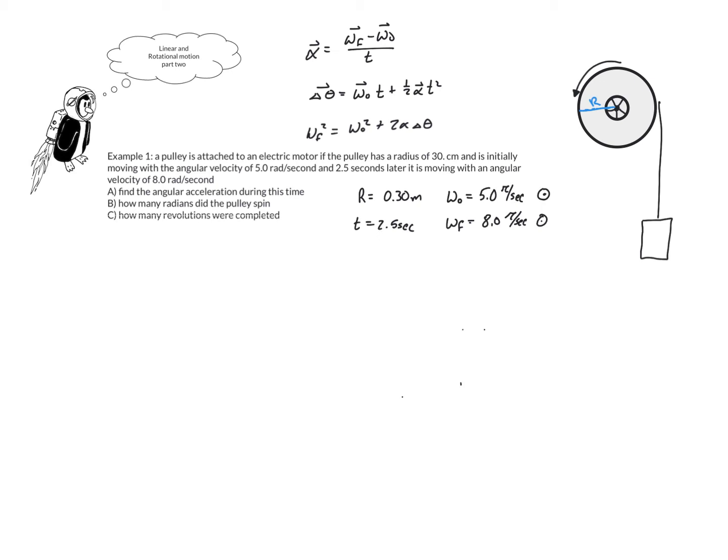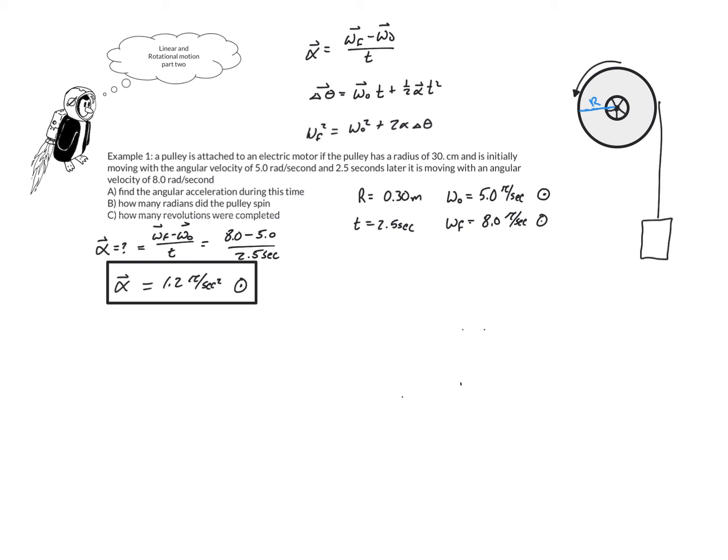So the first question is asking us to find the angular acceleration, alpha. To do this, I will use that first kinematic equation. We have omega f minus omega naught, all divided by time. So plugging in our numbers, we have 8 radians per second minus 5 radians per second, all divided by 2.5 seconds, which gives us an alpha of 1.2 rads per second squared. And this is a positive number, so we are going to say it is pointing out of the page.